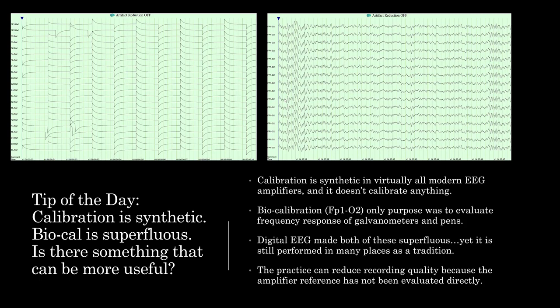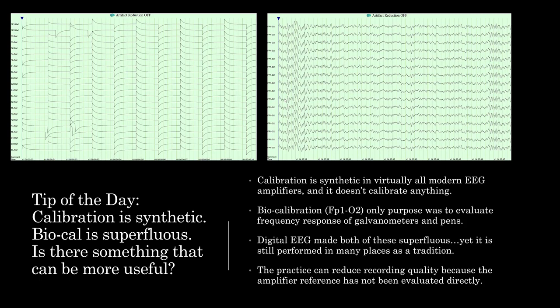Because the pen drag on the paper acted as a low frequency, the harder the pens pressed against the paper, the longer they would take to go back to baseline. And so you used a square wave cal to help adjust the force of each individual pen against the paper. Now in digital EEG amplifiers, the square wave is a synthetic signal that never passes through the amplifier, and so it doesn't really calibrate anything. There's nothing mechanical to calibrate.